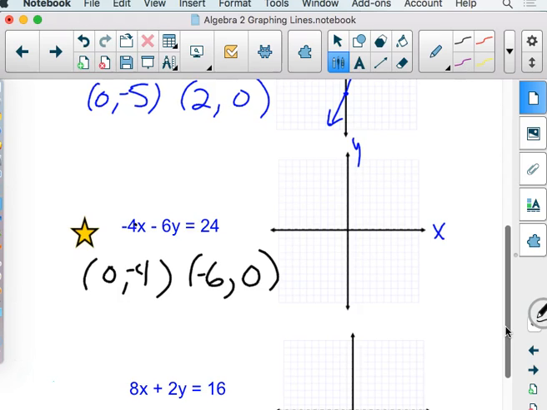So you'd be extra careful with the negatives. So 0, negative 4, and 6, 0. And again, those are pretty widely spread apart. So we can probably get a pretty good line with it. But you wouldn't have to. You could say, hey, I have to go up 4 and over 6 and get a point, or even use the back of the slope.